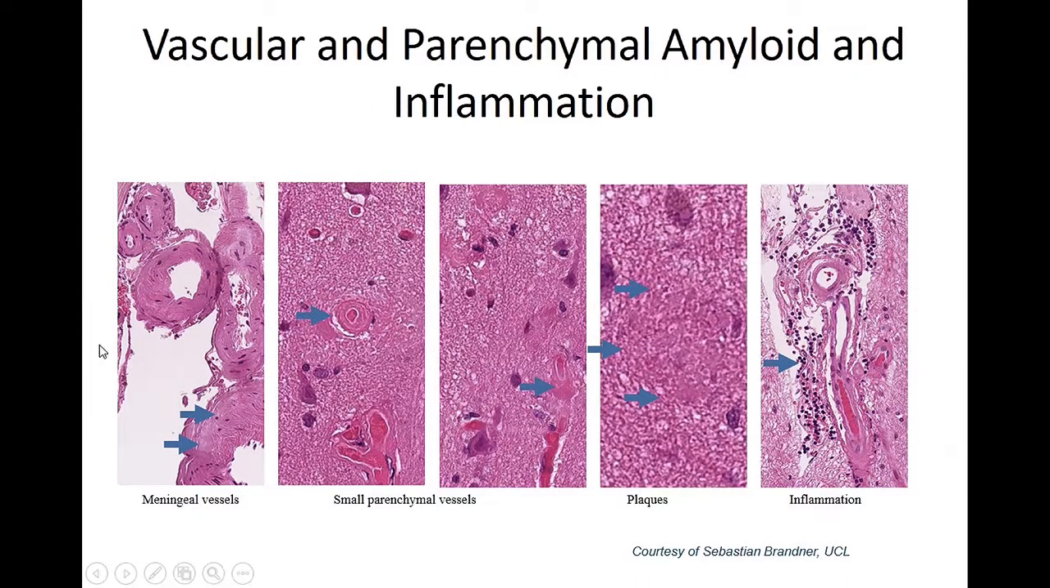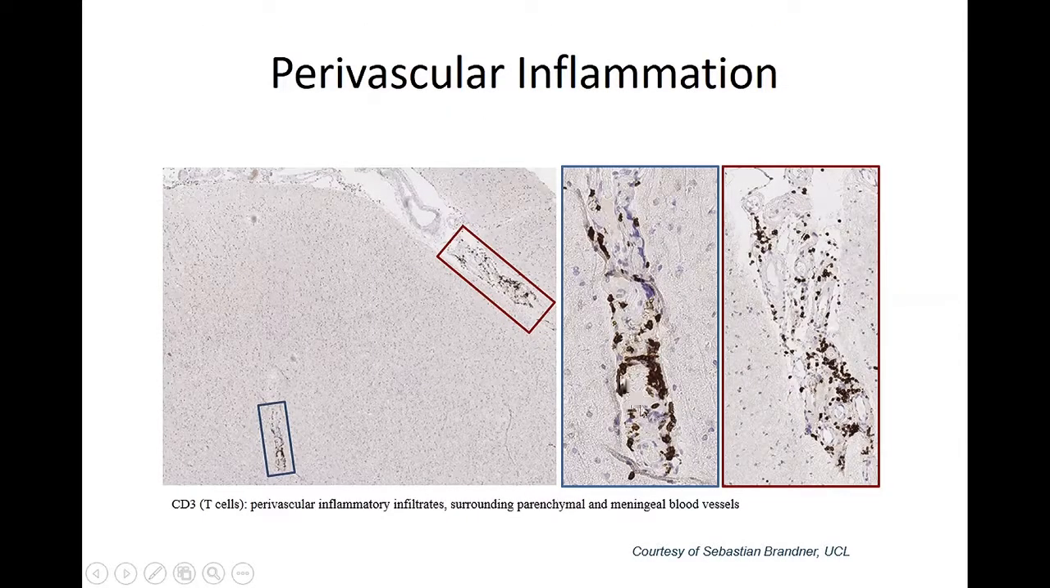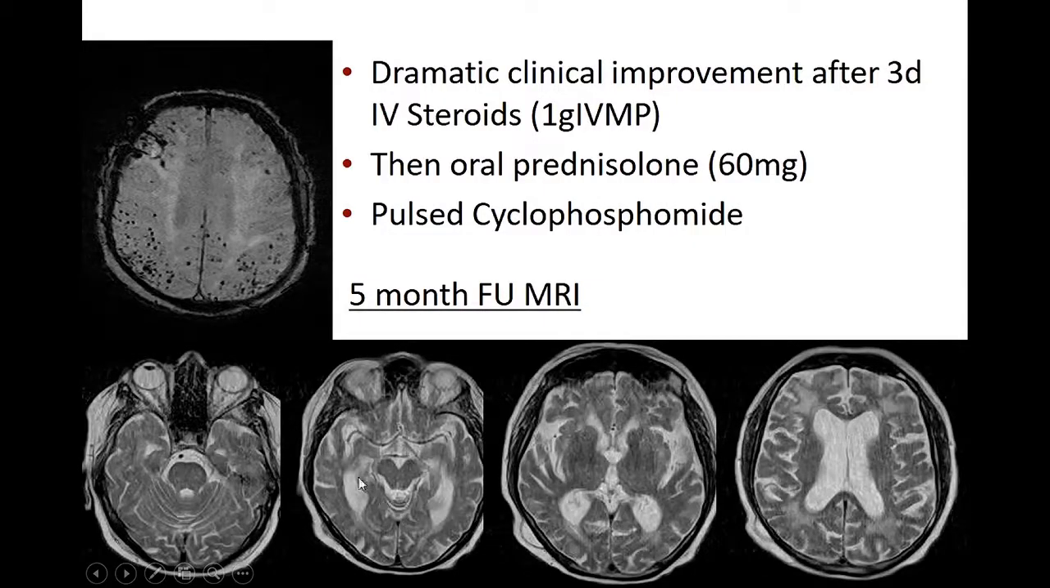On histology, you see changes within the meningeal vessels, the parenchymal vessels, the thickening of the vessels, and the spread of the leukocytes. And amyloid beta is deposited both in the parenchyma as well as along the meninges and around the vessels in the cortex. So you have the amyloid deposition, and then you have the inflammation around the vessels. So you have both the deposition of the amyloid and the perivascular inflammatory infiltration.